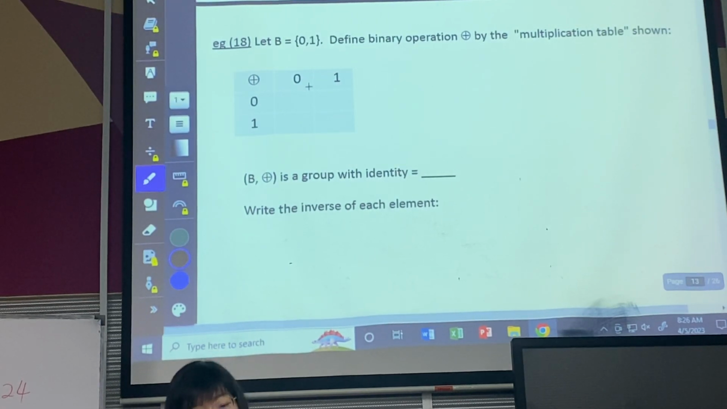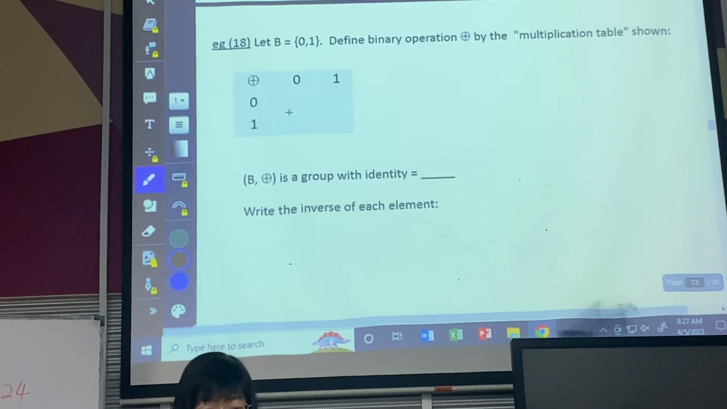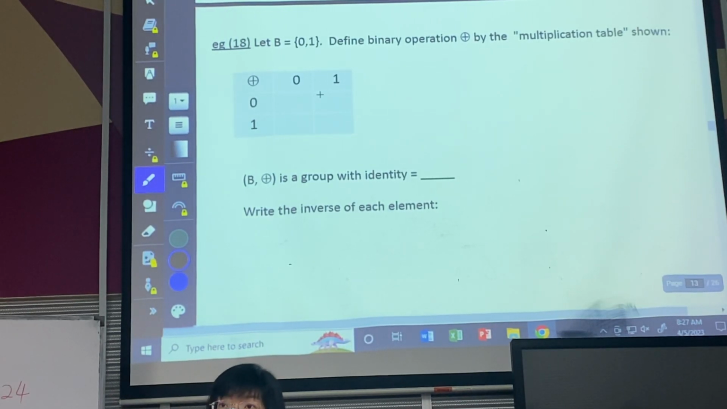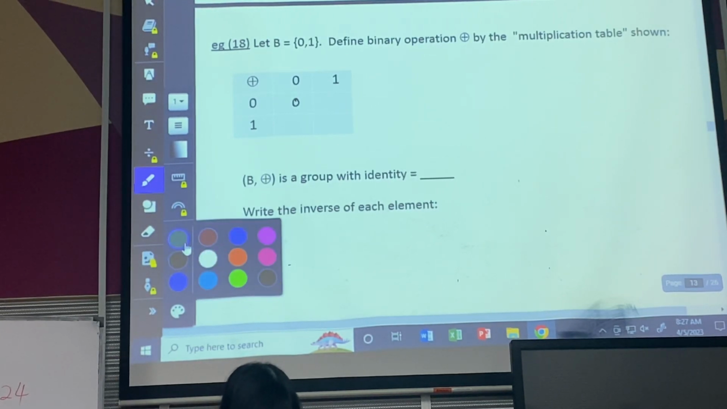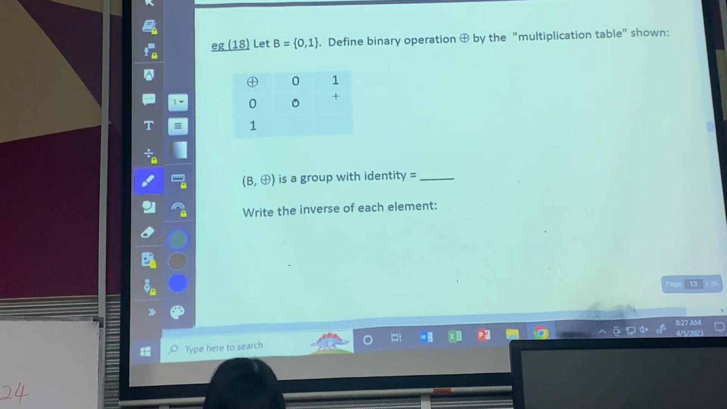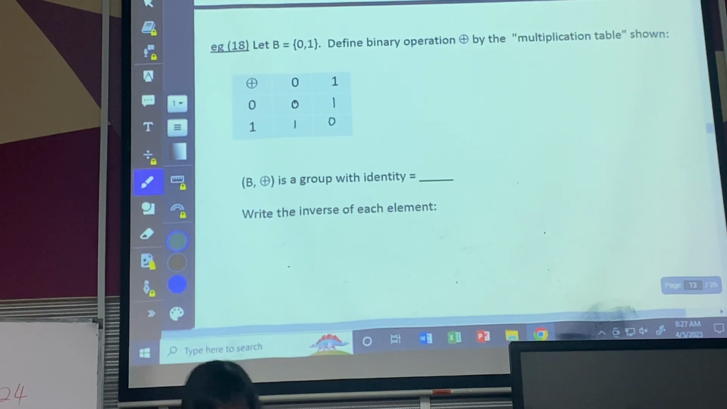So 0 exclusive OR 0, what do you get? Remember this? Which one is 1? 0, 0 is 0, right? 0, 1 is 1. 1, 0 is 1. 1, 1 is 0. So if you go and do the associative, you can get the answer will be the same.